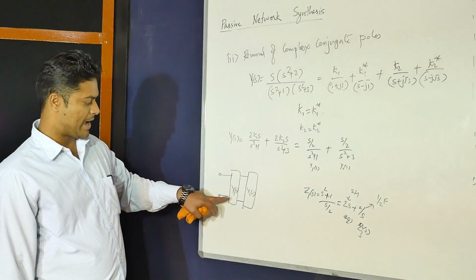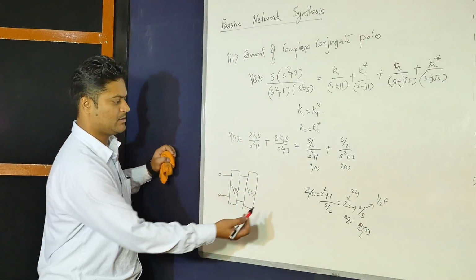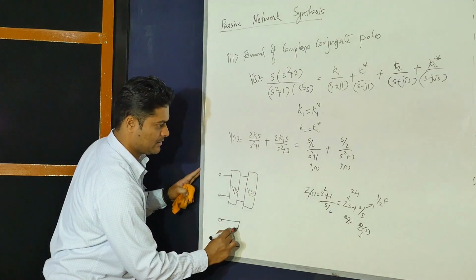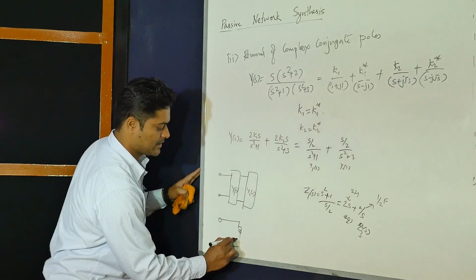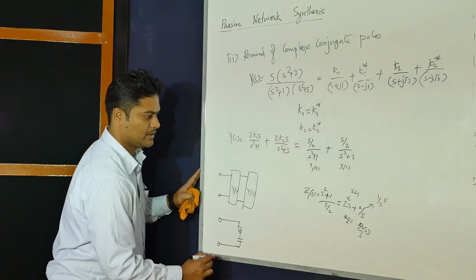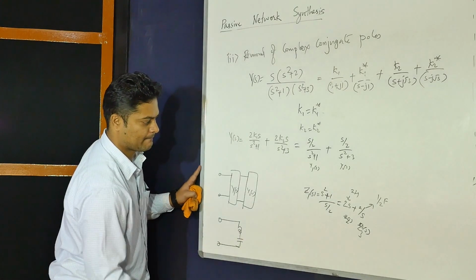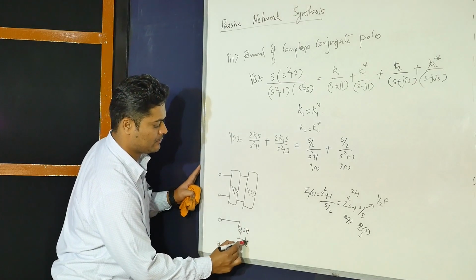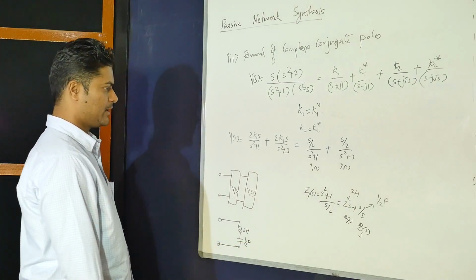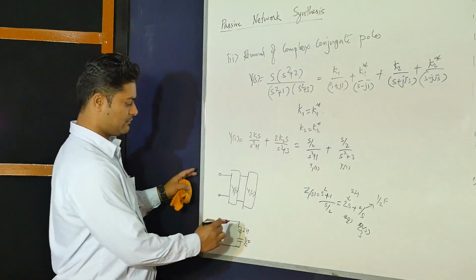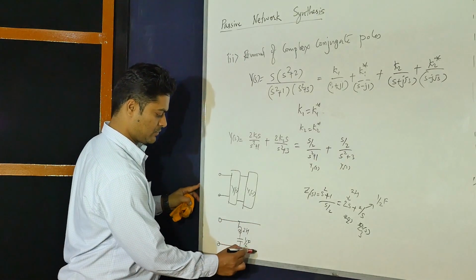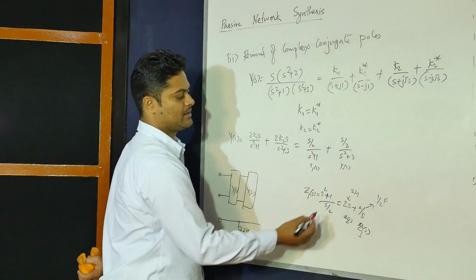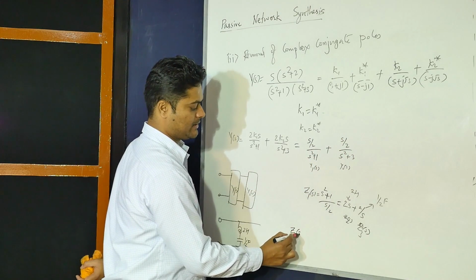Correct? So Y1 of s can be replaced with this, that is, we have an inductor and a capacitor. The inductor value is 2 Henry and the capacitor value is 1 by 2 farad. Okay, 2 Henry, 1 by 2 farad. Next we will see what element Y2 of s leads to. So I can write this as Z2 of s.